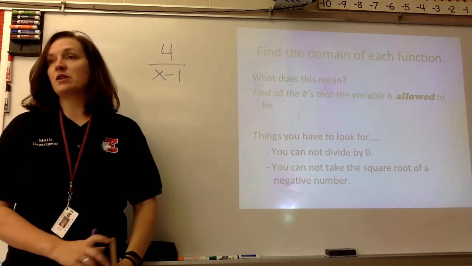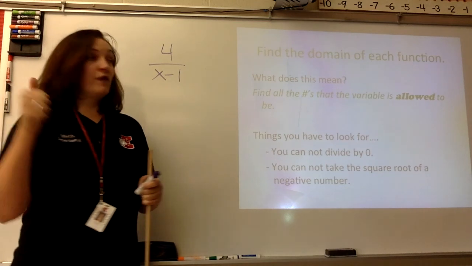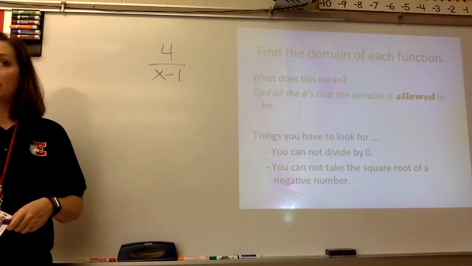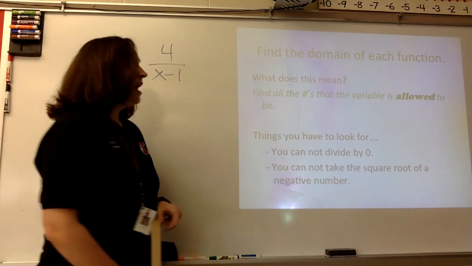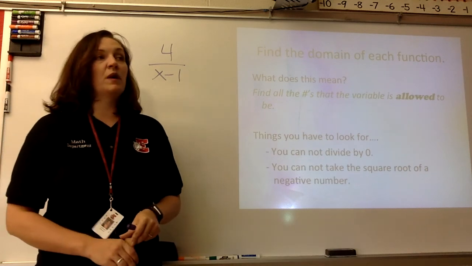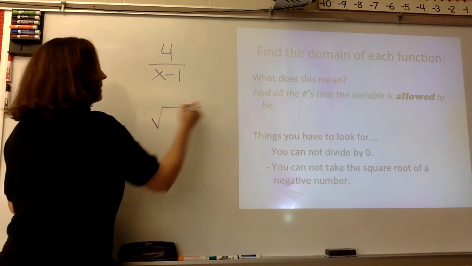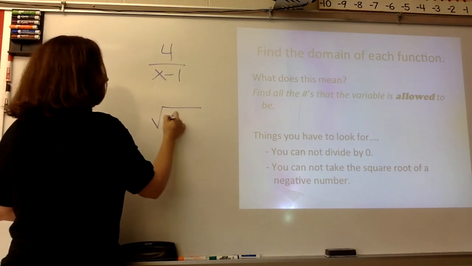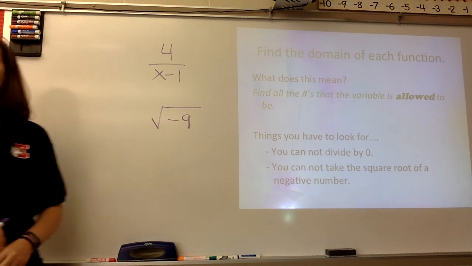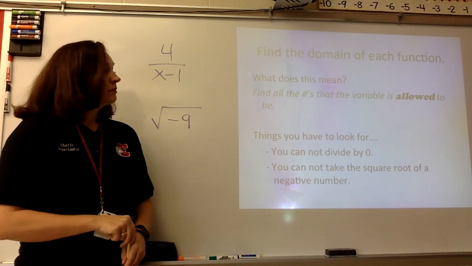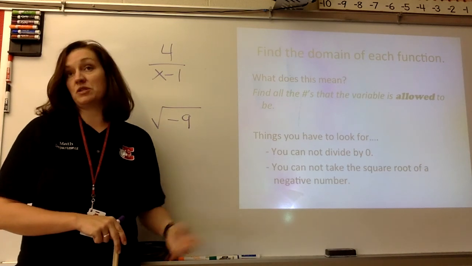There are 2 rules for domain that you have to look for. They are not going to change until we get to logarithms, and then we're going to add a third. The first one, you are never ever allowed to divide by 0. And the second one is that we are not allowed to take the square root of a negative number. Okay, so I understand you learned about imaginaries, but for instance, the square root of negative 9 technically has no real solution. So if it has no real solution, it can't be graphed in the coordinate plane using the traditional x and y values.